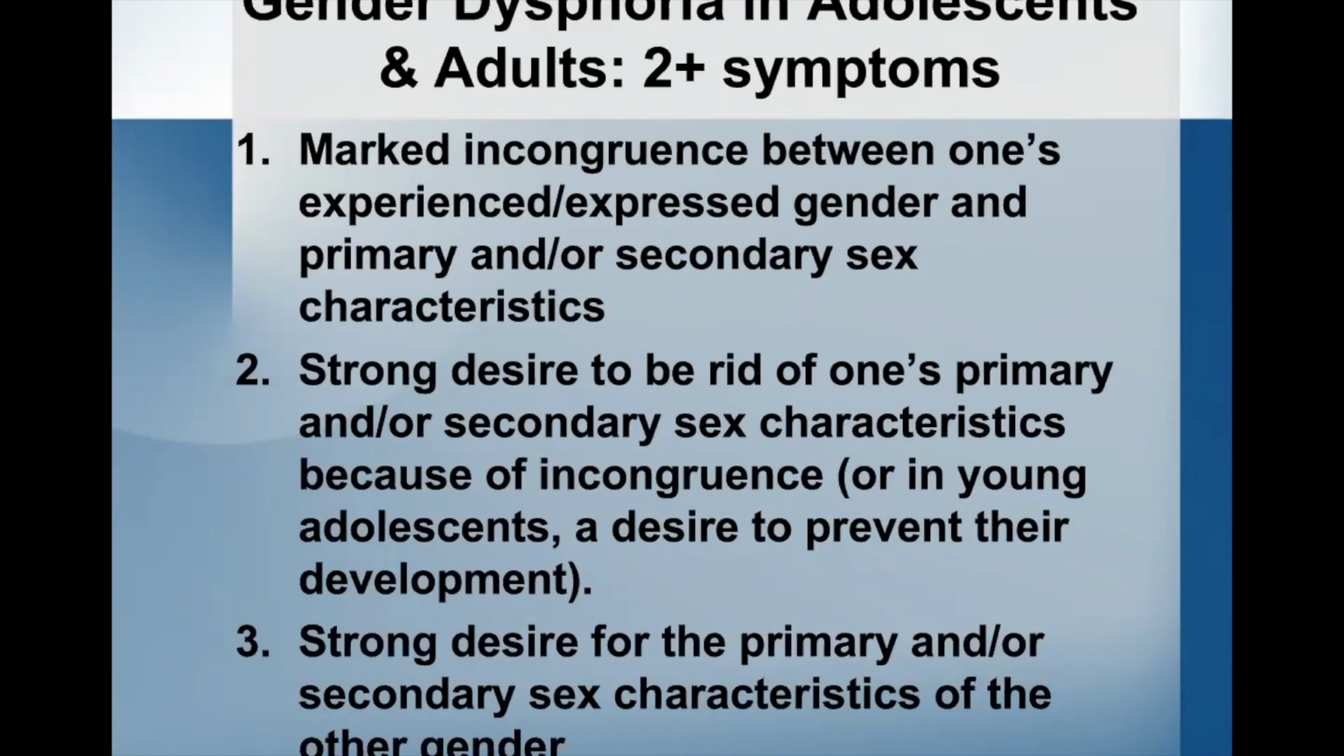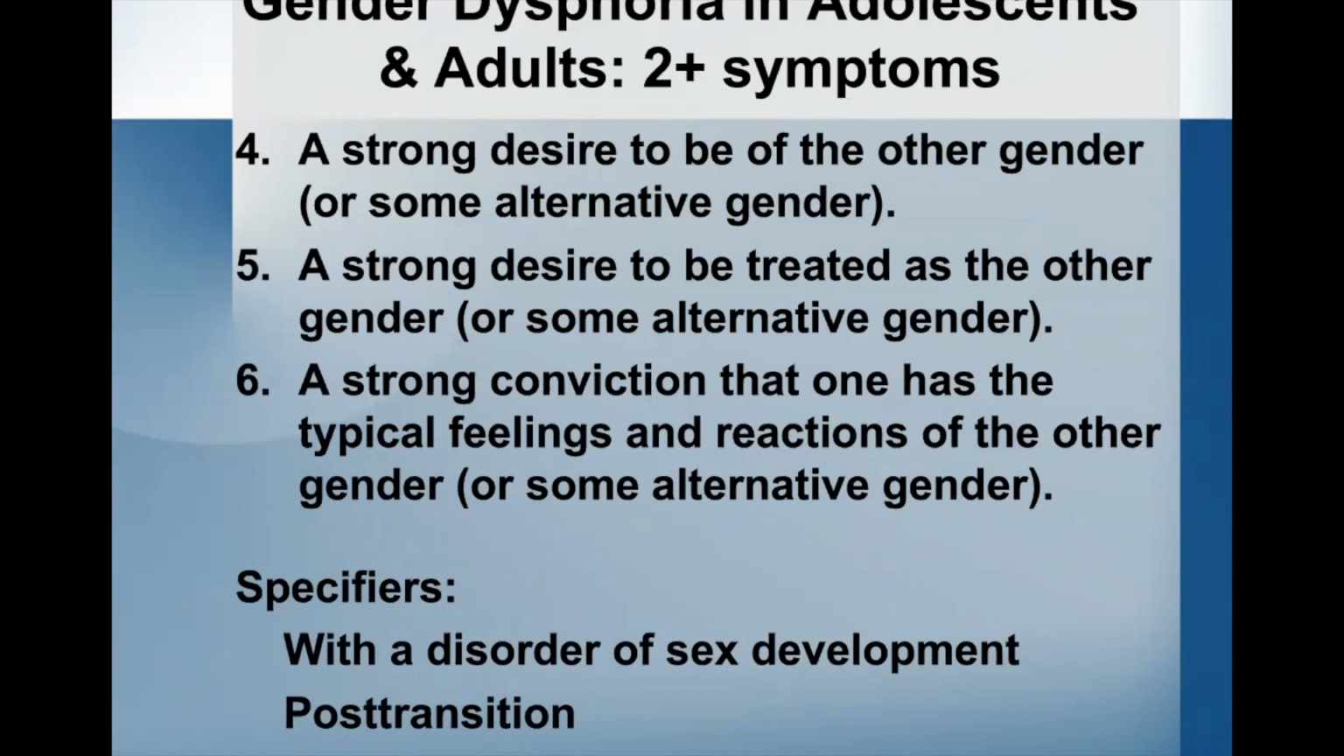Or again, in adolescence, a desire to prevent the development of those anticipated secondary sex characteristics, and a strong desire for the primary and or secondary sex characteristics of the other gender. A strong desire to be of the other gender or some alternative gender different from their assigned sex, assigned gender at birth. A strong desire to be treated as the other gender or some alternative gender different from one's assigned gender. And a strong conviction that one has the typical feelings and reactions of the other gender.